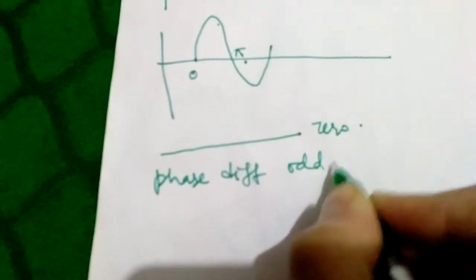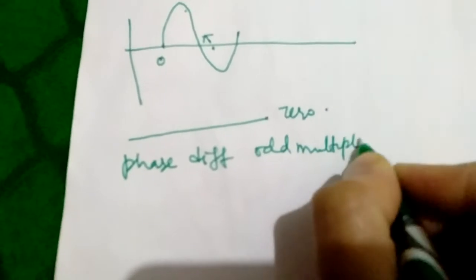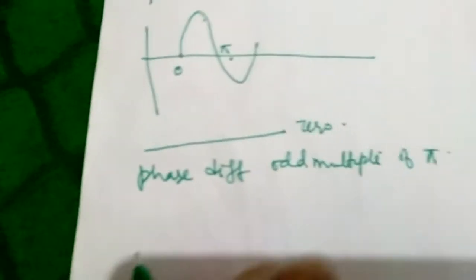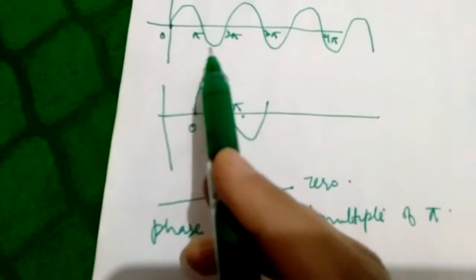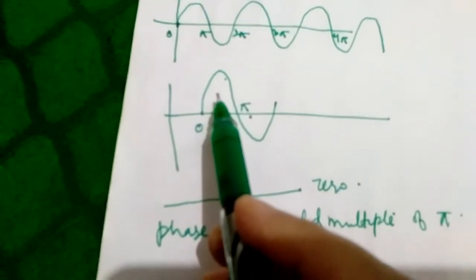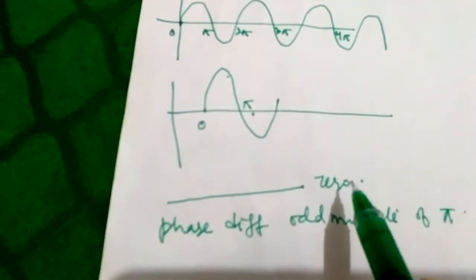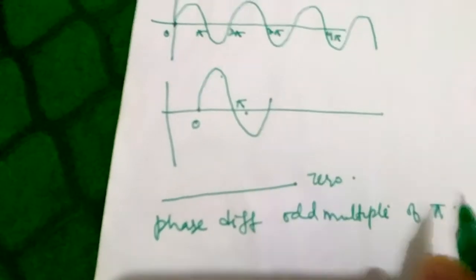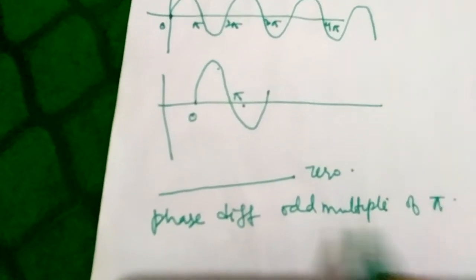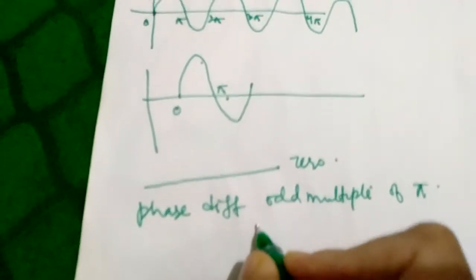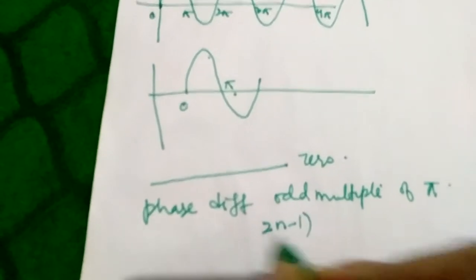an odd multiple of pi, the resultant was that the crest of one falls over the trough of the other. The resultant is a straight line, that is 0 intensity, that is a dark spot, and the phase difference is pi. Remember, odd multiple of pi. So we can choose to write that as 2n minus 1 times pi.